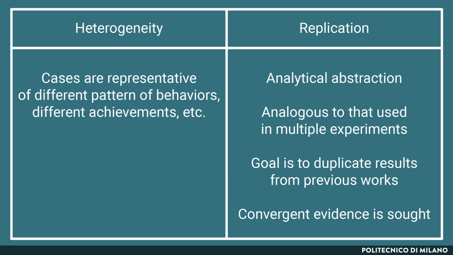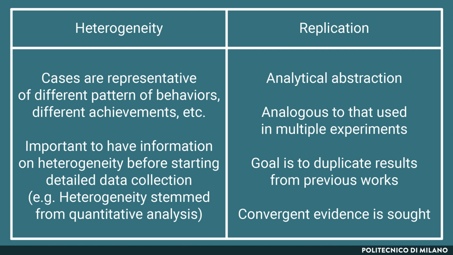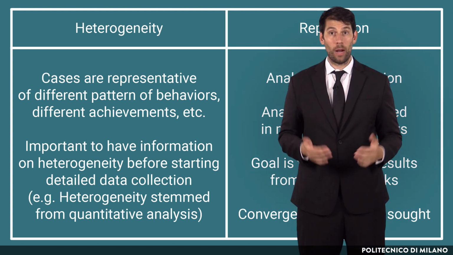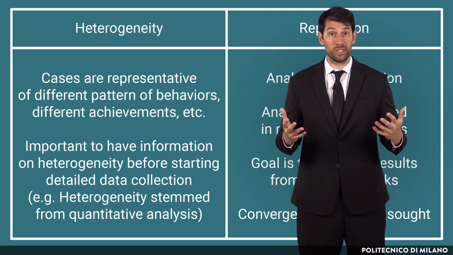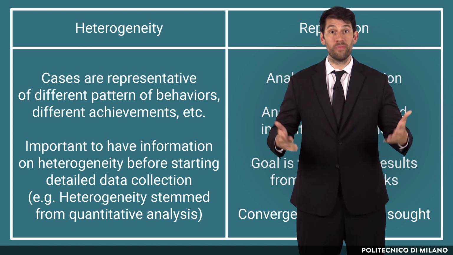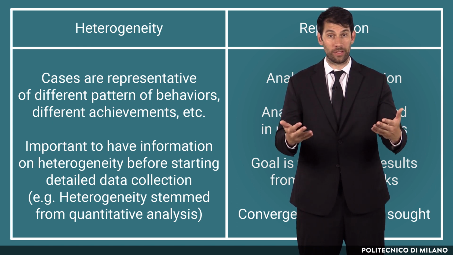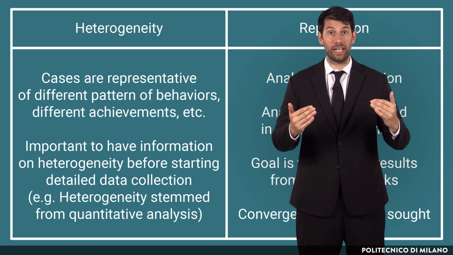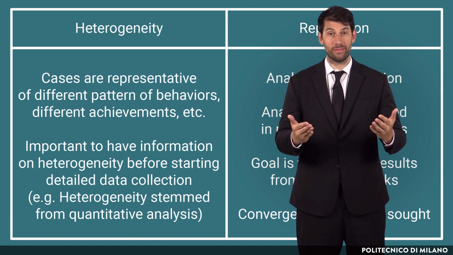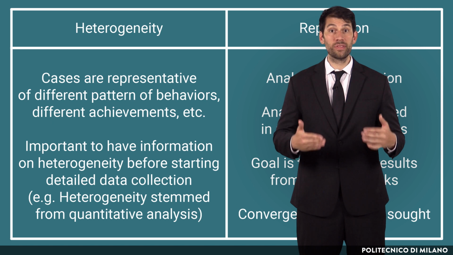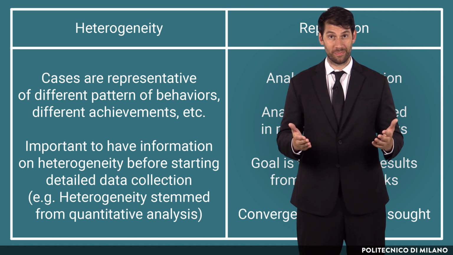Should you decide to adopt heterogeneity as a case selection approach, it is important that you identify and set the number and kind of typologies a priori, that is, before starting the detailed data collection process. A way to do so could be to make decisions about heterogeneity stem from quantitative analysis that helps in identifying the cases to investigate, or to rely on secondary sources of evidence.